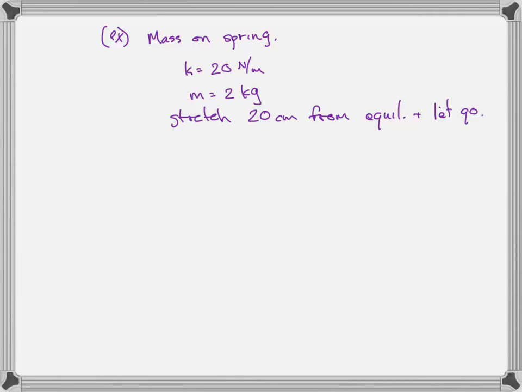I don't know why I chose all numbers with 2's, but it doesn't matter. This would be like a typical spring in the lab. 20 newtons per meter is not real soft, but it's a typical spring you might pull out of a drawer. 2 kilograms, that's like a 2-liter bottle, right? We hang that 2-liter bottle from a spring, we stretch it 20 centimeters from equilibrium, let it oscillate, and ask what's the fastest speed, what's the maximum speed?